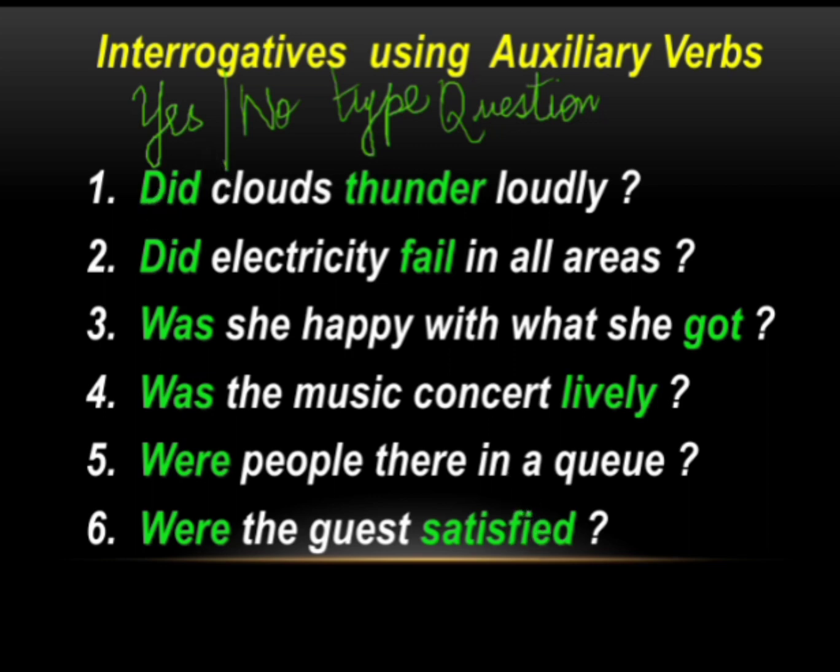You can just try to give a response for these and check whether you get a yes or no type answer. Did the clouds thunder loudly? Yes. Did electricity fail in all areas? No. Was she happy with what she got? Yes. Was the music concert lively? Yes. Were people there in a queue? No. Were the guests satisfied? Yes. So these are the yes or no type of questions.